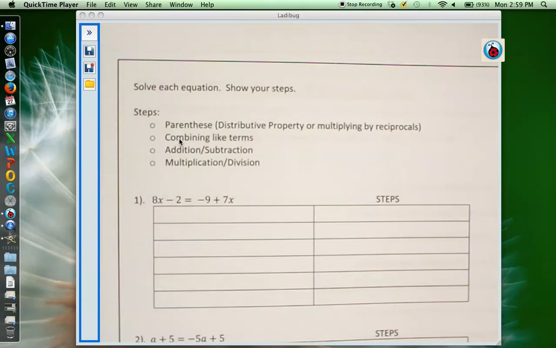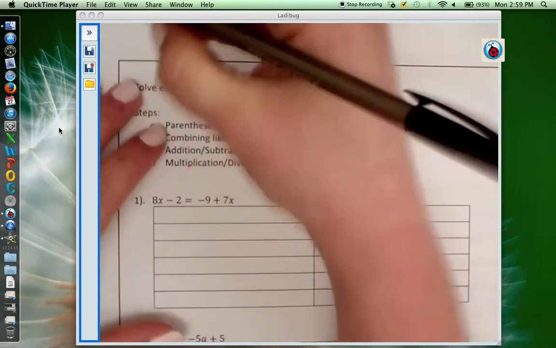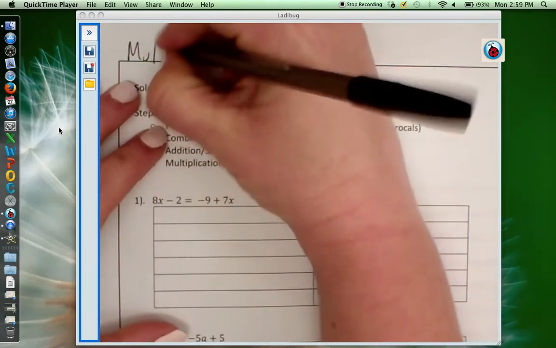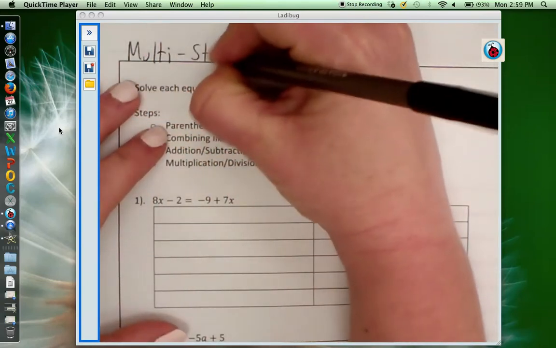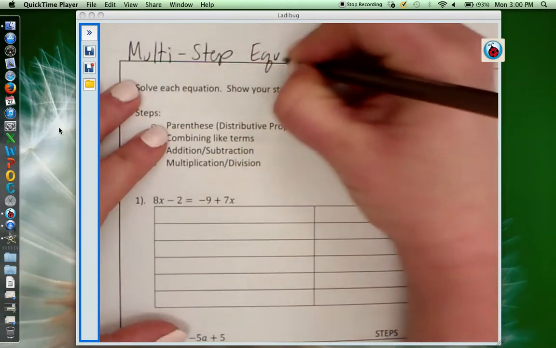This lesson is on page 86, so please open your binders to page 86. And in this lesson, we are going to learn how to solve what's called multi-step equations.